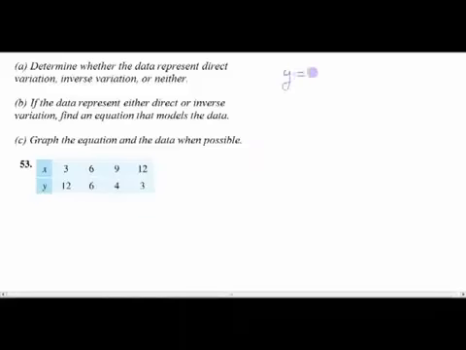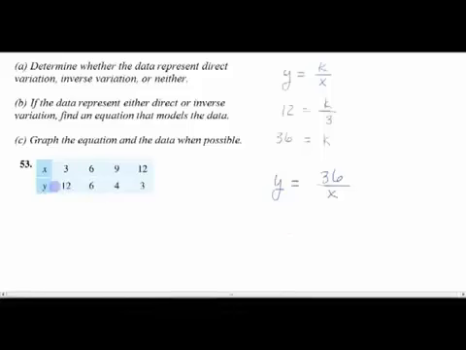So remember, our inverse model is y equals k divided by x. And let's pick a point out of there and figure that out. Maybe our first point, 3, 12. So y is 12 equals k over x is 3. If I multiply both sides by 3, I have k equals 36. So we suspect that the model is y equals 36 over x.